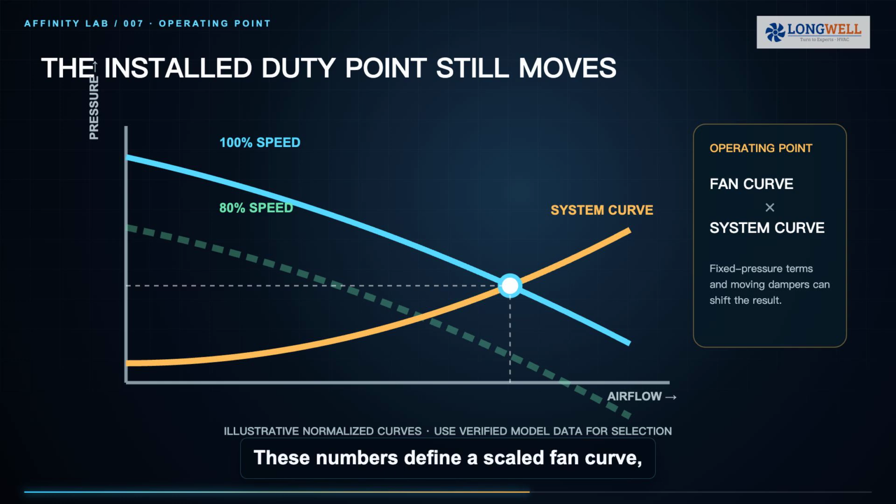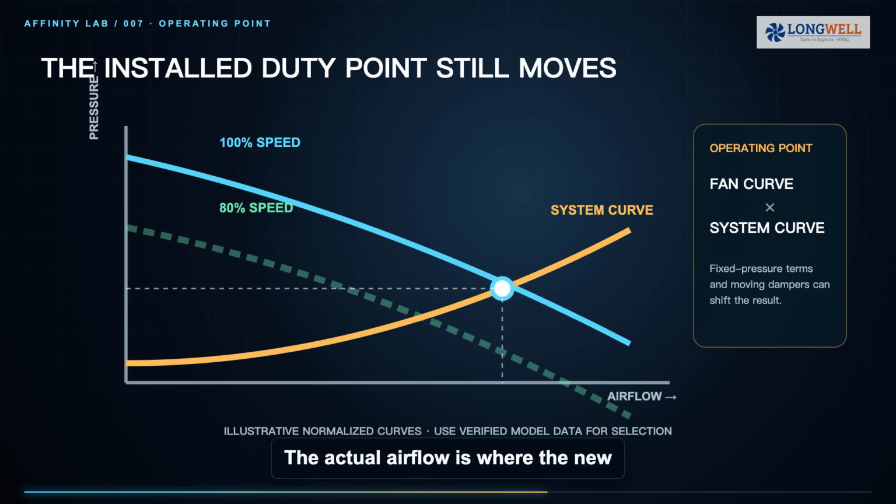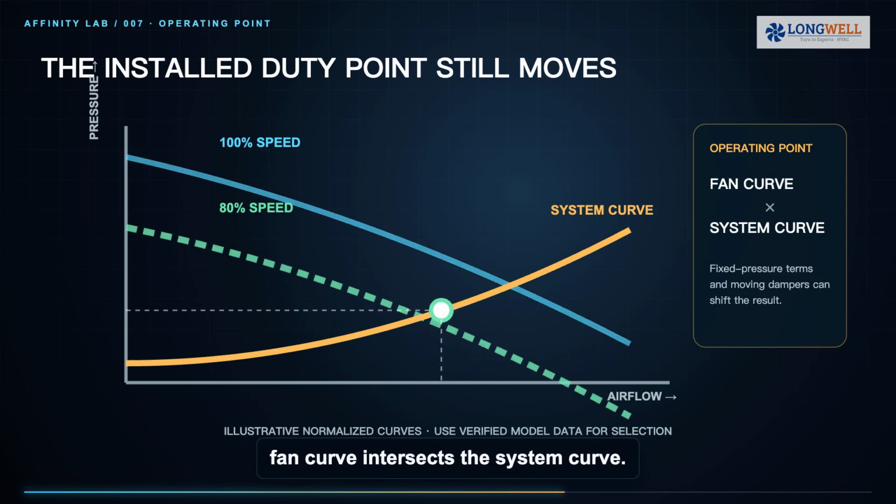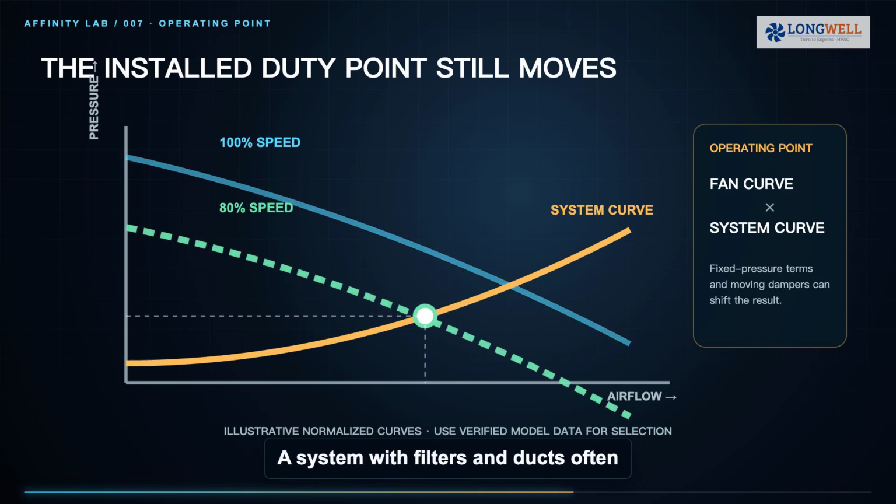These numbers define a scaled fan curve, not an automatic installed duty point. The actual airflow is where the new fan curve intersects the system curve. A system with filters and ducts often behaves approximately as pressure proportional to airflow squared, but fixed pressure terms and changing dampers can move the result away from the simple example.